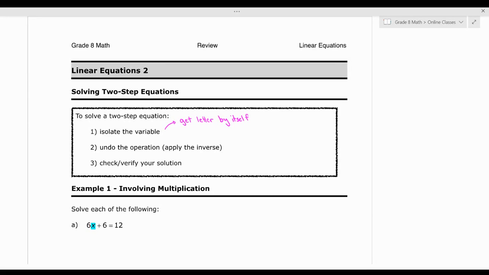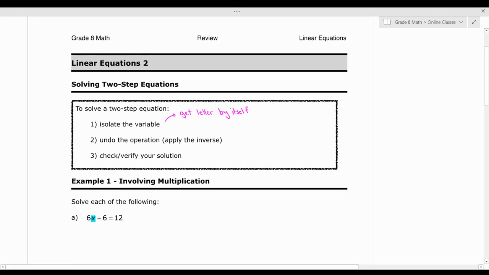And then once you've isolated the variable, you're probably going to have to undo some sort of operation. So it might be multiplication, so to undo it, you would divide, or it might be division, so to undo that, you'd multiply. And a reminder, that's called applying the inverse. And then the last little bit is a good idea. You don't have to do this all the time, but you could always check or verify your solution, right?